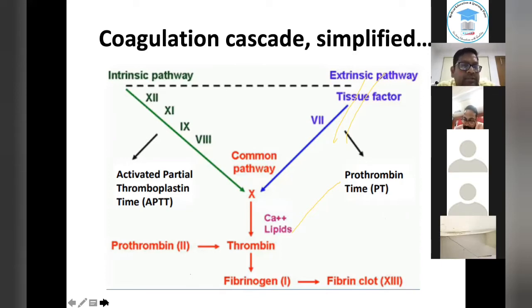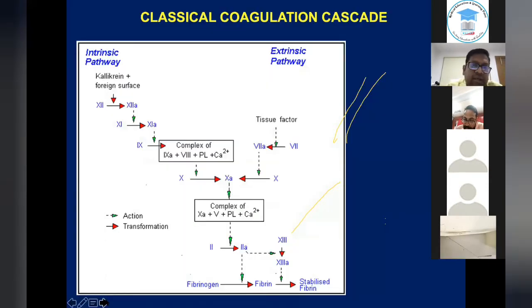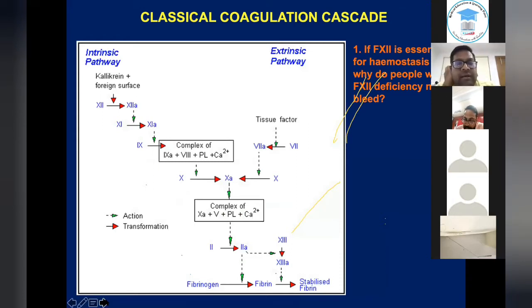So the coagulation cascade, what we have learned till now, is more reflective of in vitro testing. And it suffers from many pitfalls. What are those pitfalls? Number one, as I have shown you in this case, factor 12 is essential for hemostasis in your coagulation cascade, but people with factor 12 deficiency actually do not bleed.